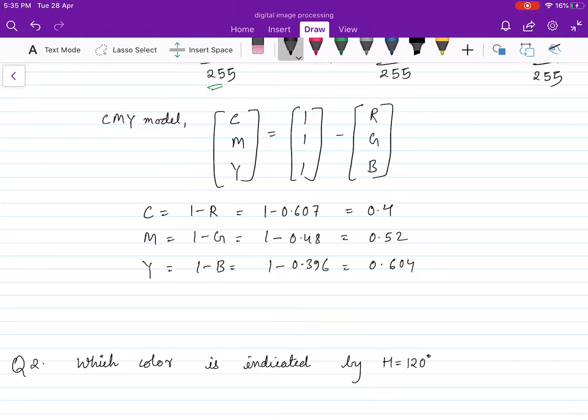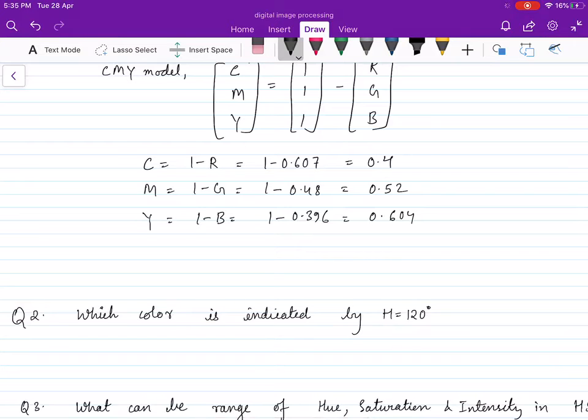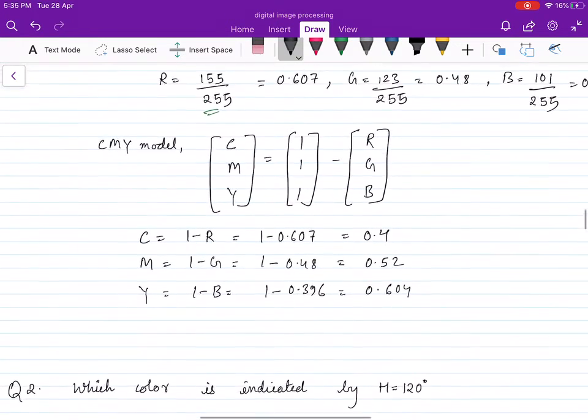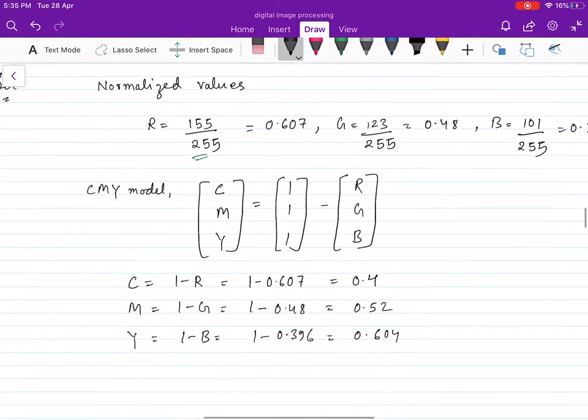So in this numerical, we have found out that the CMY values are 0.4, 0.52 and 0.604. So this is how you can convert RGB to CMY.